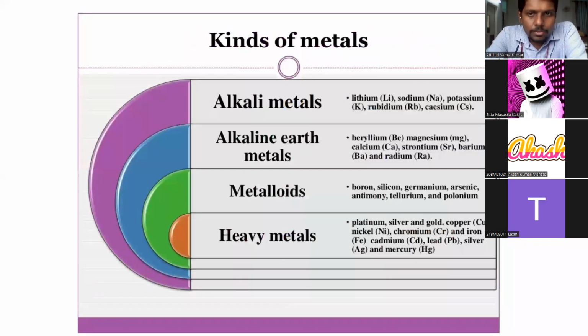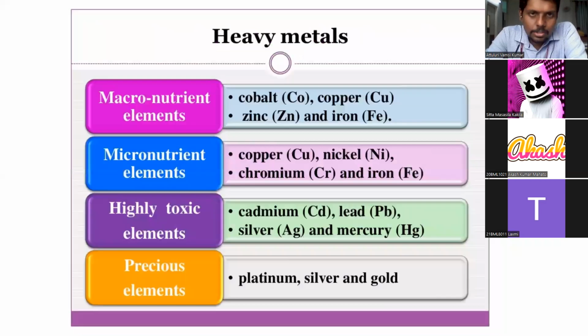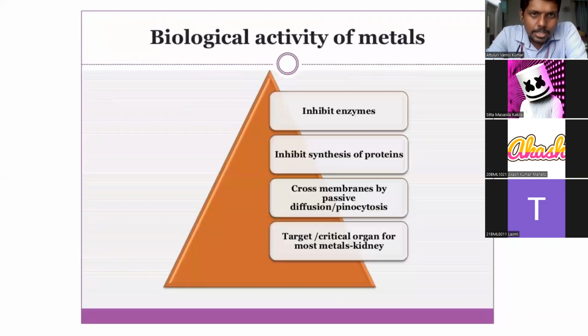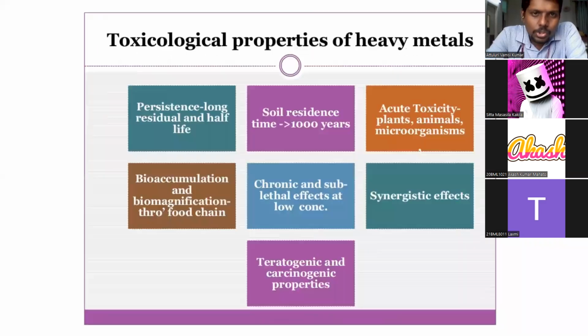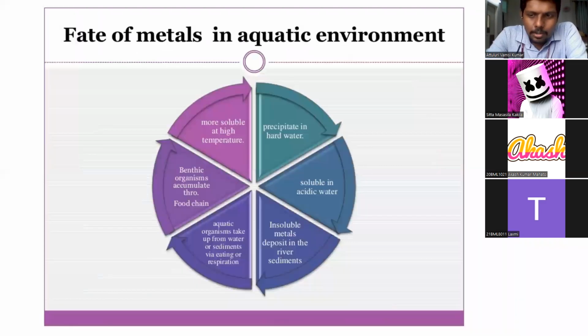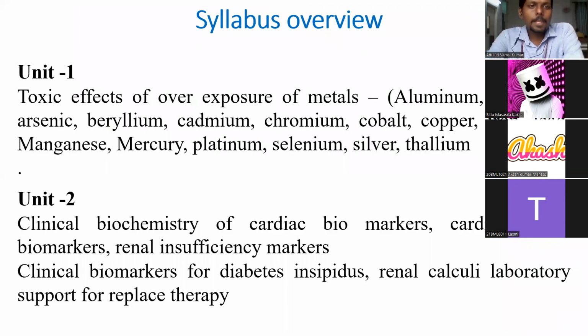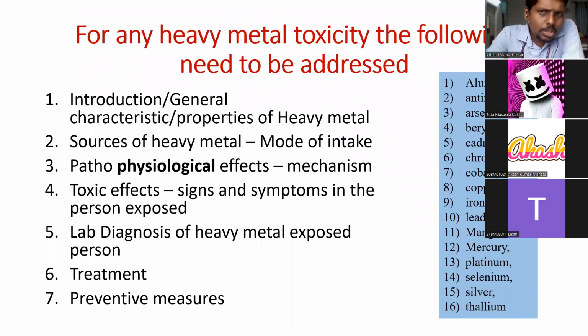Then we discussed the definition of toxic metals, then their classifications. Then we discussed their biological effects, their target organs, and a few sources. All these things have been discussed in the last lecture. Then from yesterday onwards, we started studying individual heavy metals.